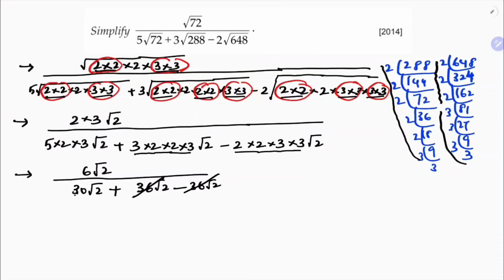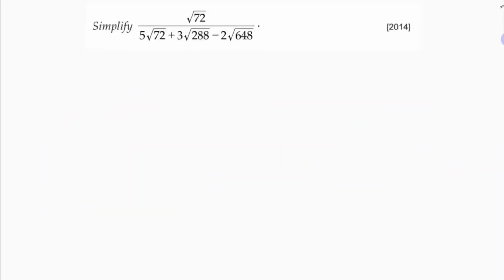So here 36 root 2, 36 root 2 cancel. So you are left with 6 root 2 by 30 root 2, root 2 root 2 cancel. 6 times 1, 6 times 5. So 1 by 5. So the answer is 1 by 5.